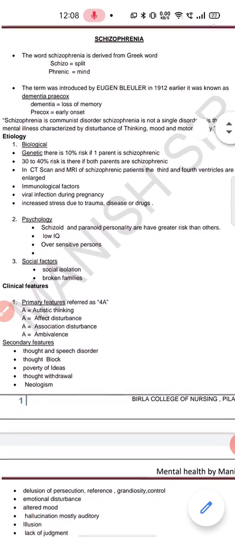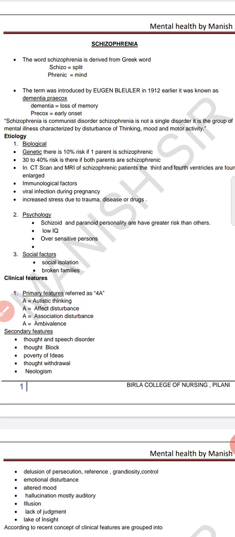Next we are going to discuss the etiology. First, the biological causes. Genetic susceptibility: there is a 10% risk if one parent is schizophrenic, and a 30 to 40% risk if both parents are schizophrenic. In CT scan and MRI, schizophrenic patients have enlarged third and fourth ventricles. Some immunological factors contribute: viral infection during pregnancy, and increased stress due to trauma, disease or drugs. These are all the biological causes.